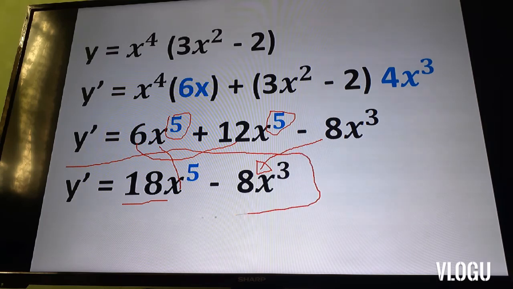So this is the derivative of our problem, which is y equals x to the fourth power multiplied by 3x squared minus 2.